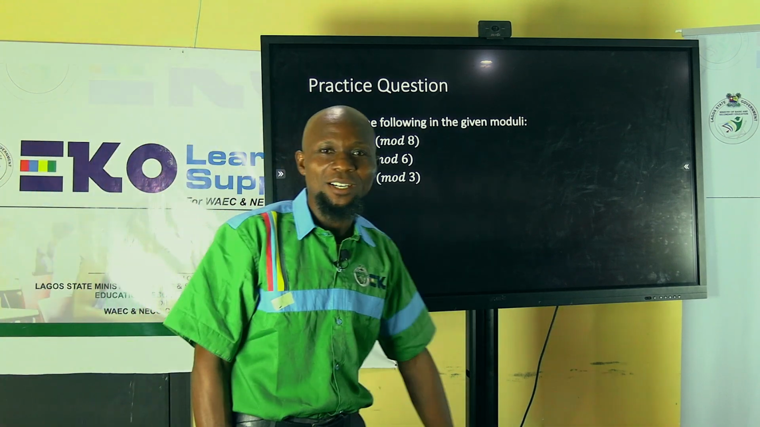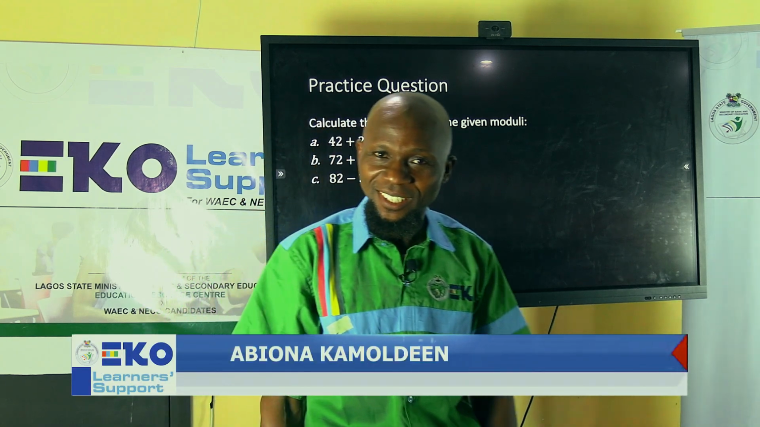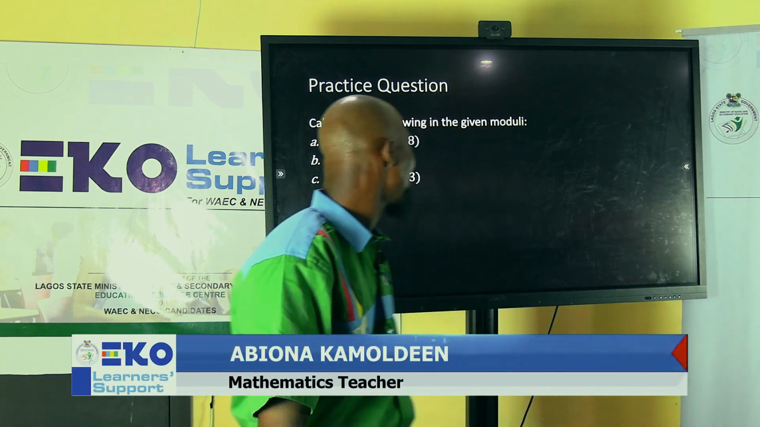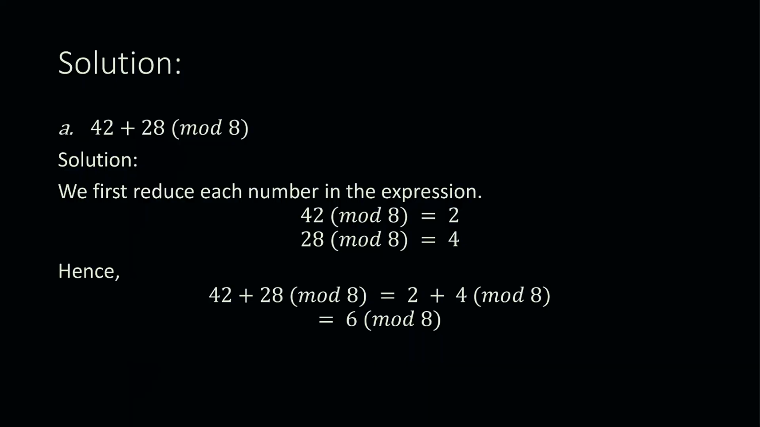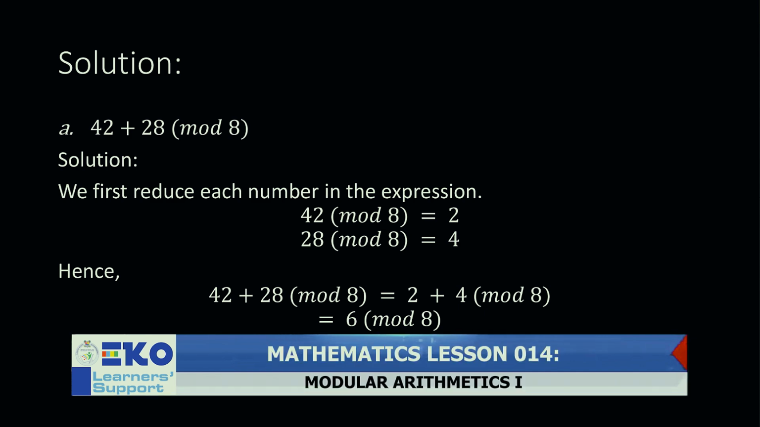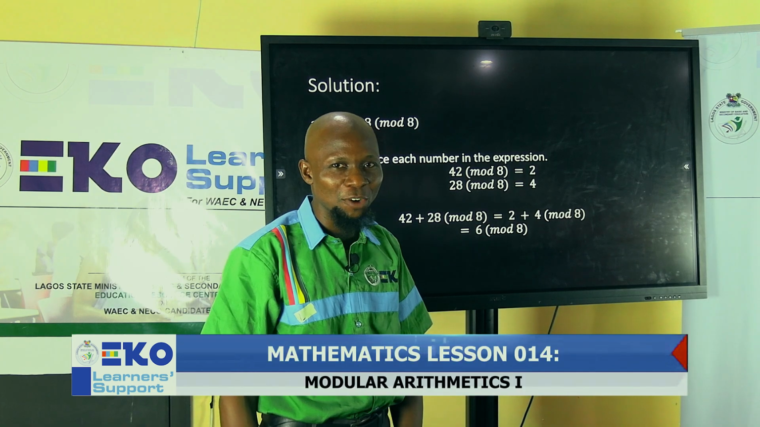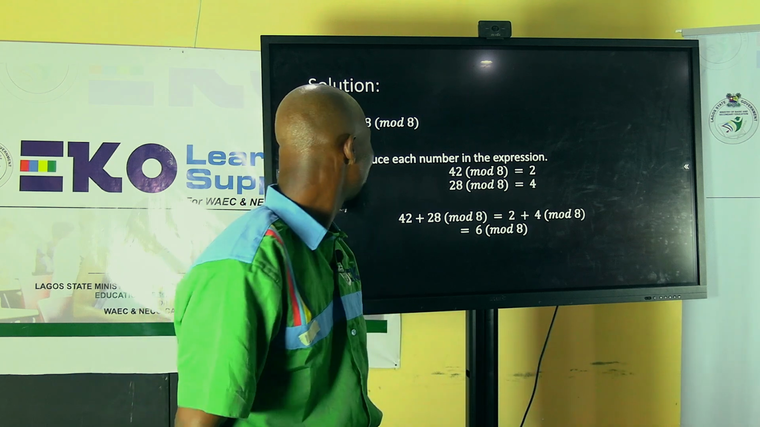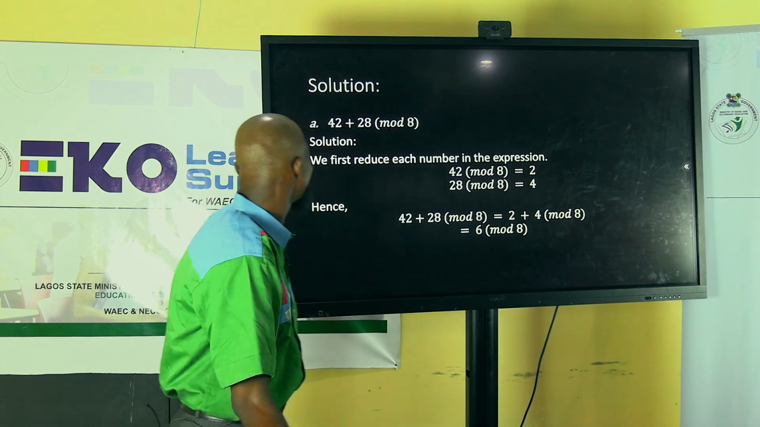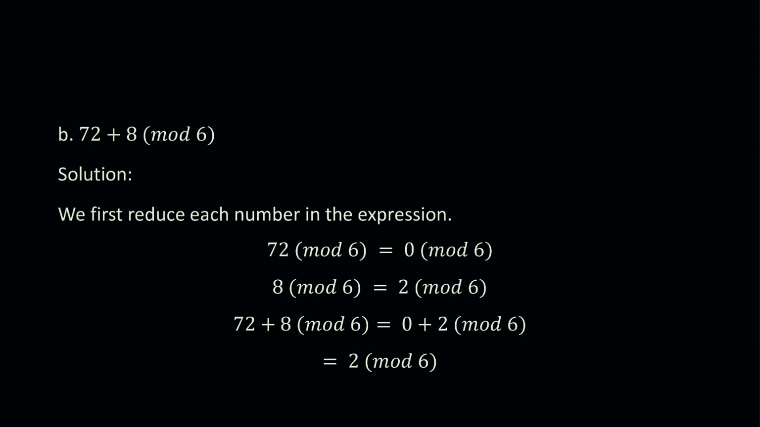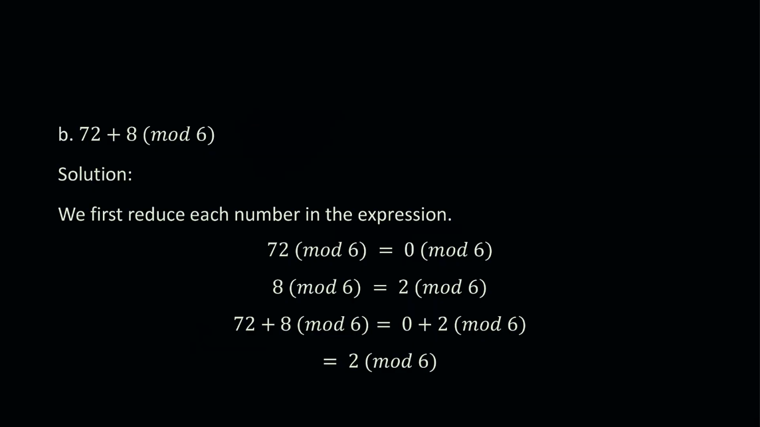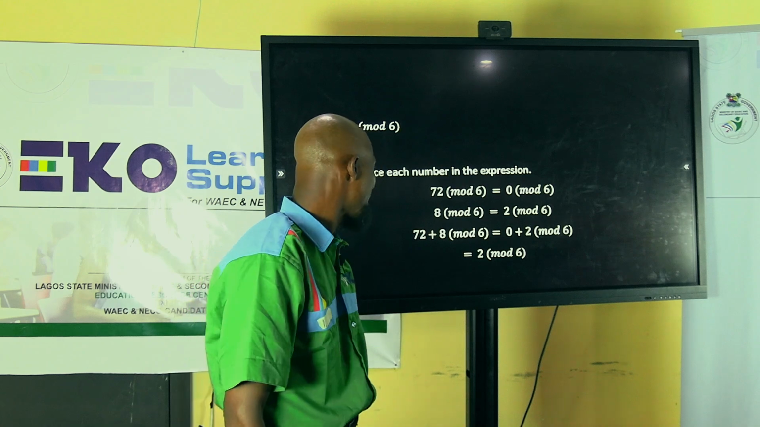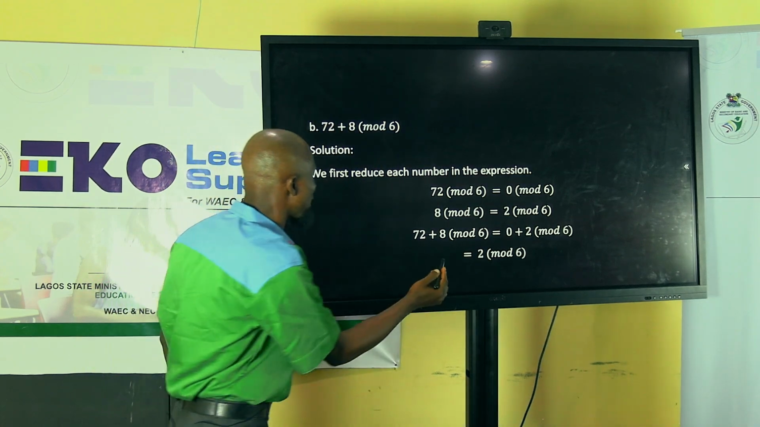All right, you're welcome back. I hope you have gone through the questions and I hope you find them very easy. So let's look at the solutions together. This is the first one. 42 plus 28 modulo 8. I hope you got that. So the solution is 6. The next one, 72 plus 8 modulo 6. I hope you got that. So the answer to that is 2. How many of you got that? Excellent. So let's look at the third one together.